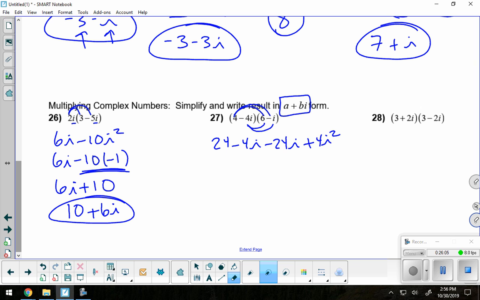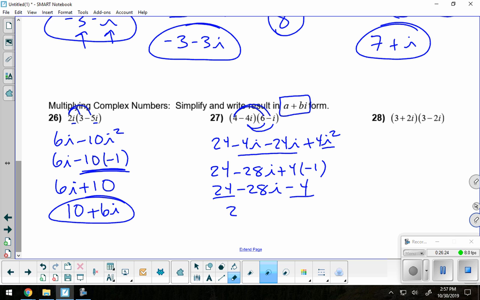Okay, so we've got a lot of fixing to do for this problem. We've got some like terms here, and we've got an i squared over here in the back. So you'd have 24, that'd be minus 28i plus 4 times negative 1, which would be 24 minus 28i minus 4, technically. 24 minus 4 is 20, and then minus 28i. So again, it's in a plus bi form where you have the real number followed by the imaginary number.